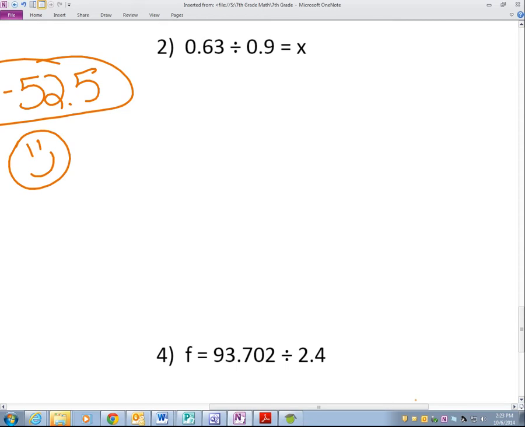0.9 or 9/10 divided by 63 hundredths. I want you to set that one up right now and then pause. Let's make sure that you're doing the divisor and dividend correctly. Set it up and then pause. So, if you have this, you have it set up correctly. Okay?